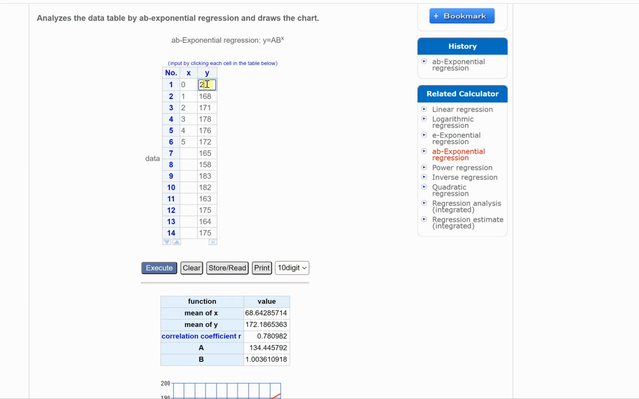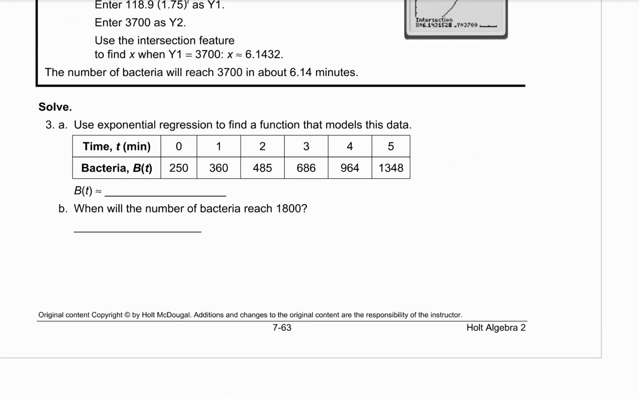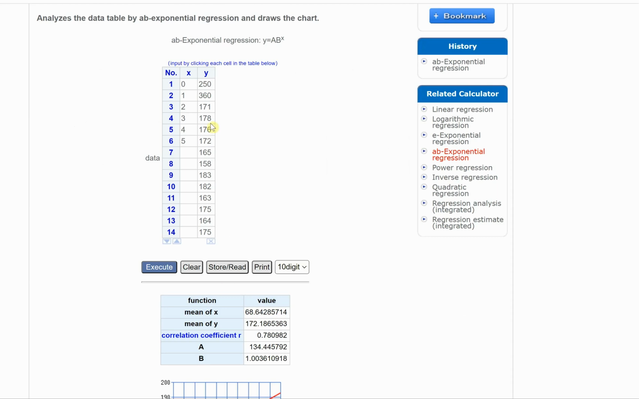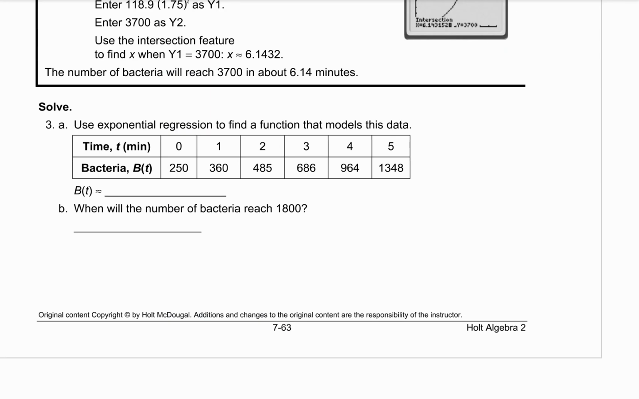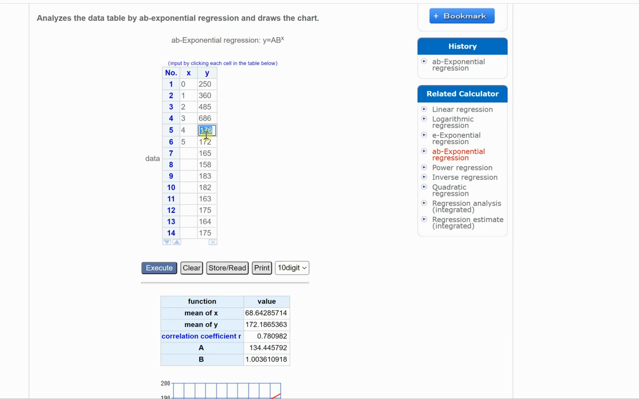Bear with me, it's my first time. 250, 360, 495, 686, and then the last two are 964 and 1348. Just delete the rest.